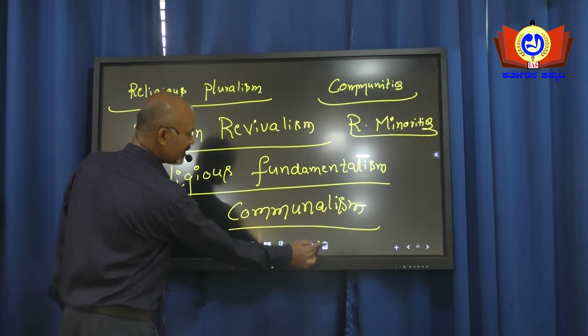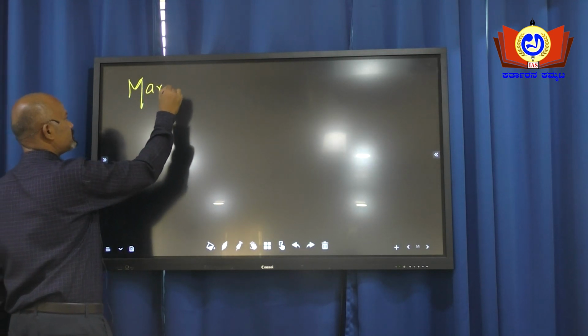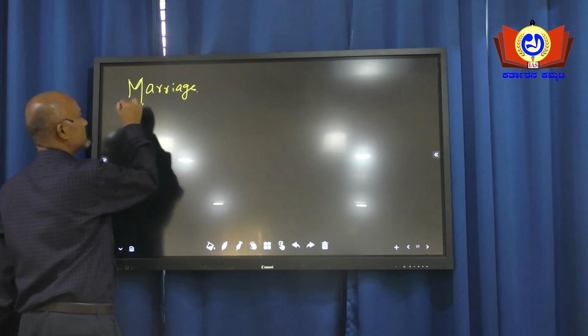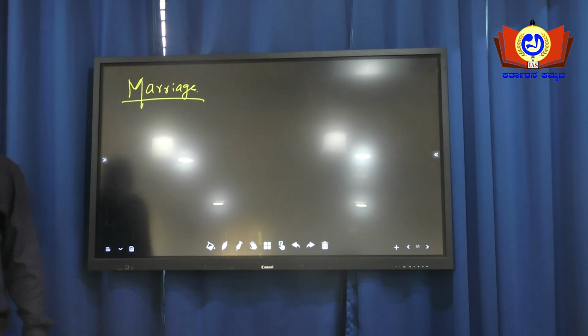And the last unit which we'll discuss now is about marriage. See, when it comes to marriage, we have different kinds of marriage. Marriage does not happen in the same manner in Hinduism, in the Muslim community, and in Christianity. Everybody does not do the same kind of marriage. They have different styles.